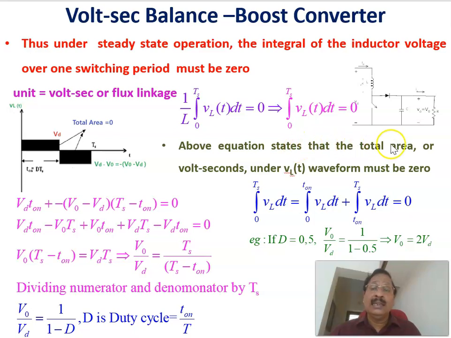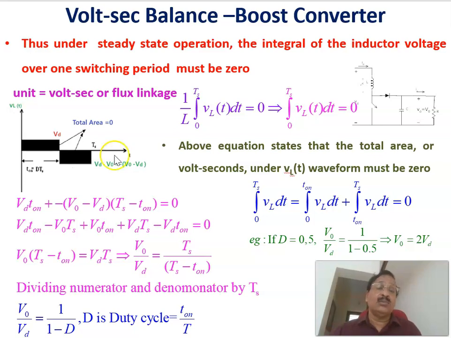The above equation says that the product of voltage and time is nothing but the area. The net area, that is positive area, should be equal to negative area, then only the net area over one switching period will be equal to 0. The total area or the volt-second under the VL(t) waveform, that is the inductor voltage waveform, must be equal to 0. Here the positive area should be equal to the negative area, so that after one switching period the net volt-second, or net change in flux, is equal to 0. Otherwise the core gets saturated after a few switching cycles.